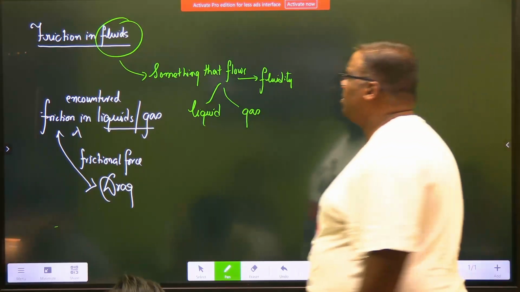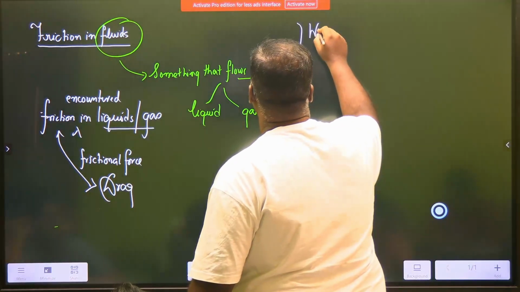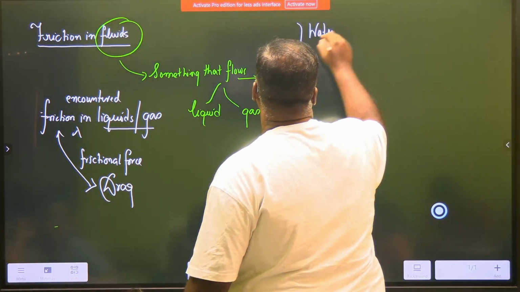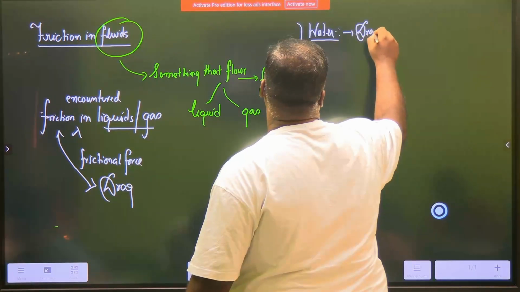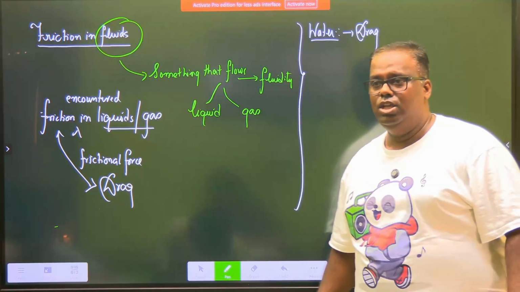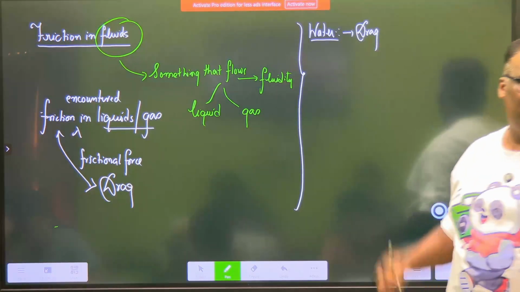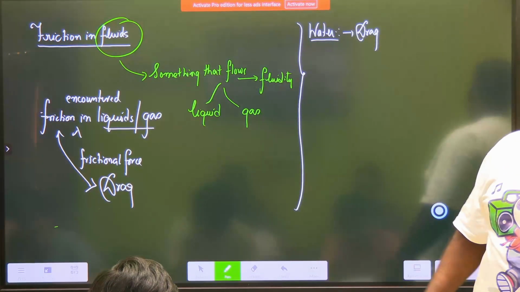Let's see first, take water as an example. So in water, what do you encounter? You encounter drag. Do you feel it? You try to walk through it, you feel drag. If you are trying to row a boat also, you will feel there's a lot of it, and this drag is much more than friction in solids.